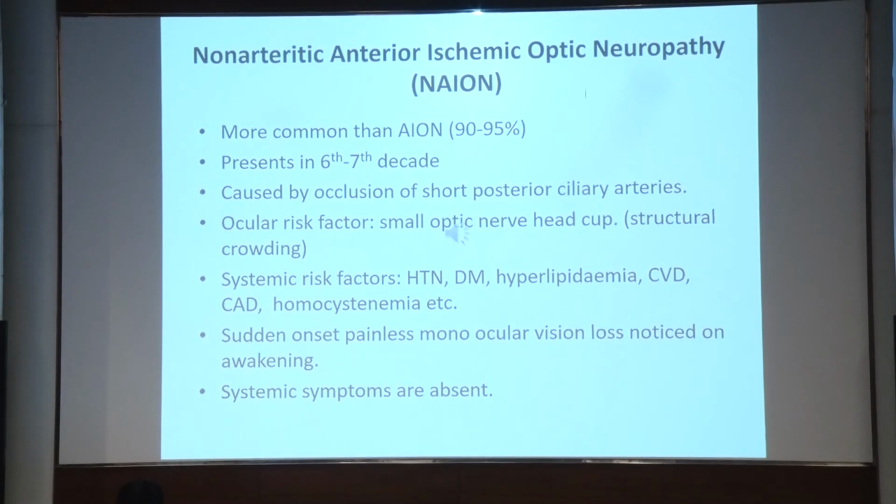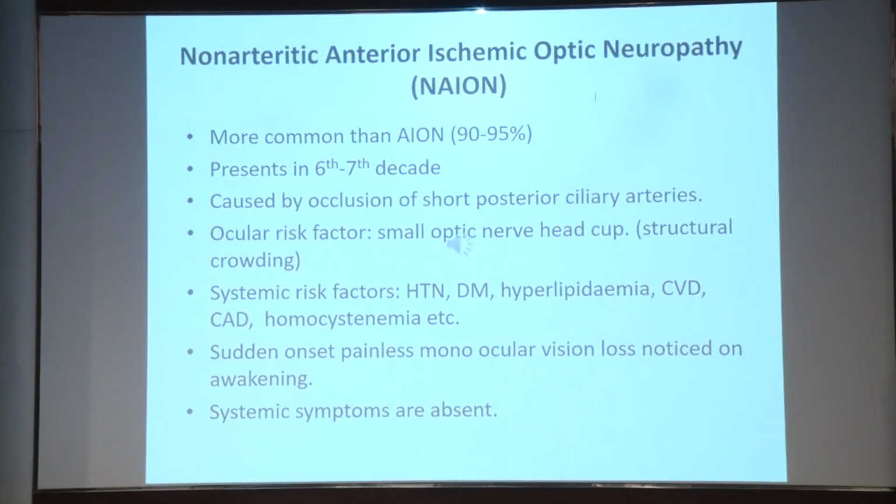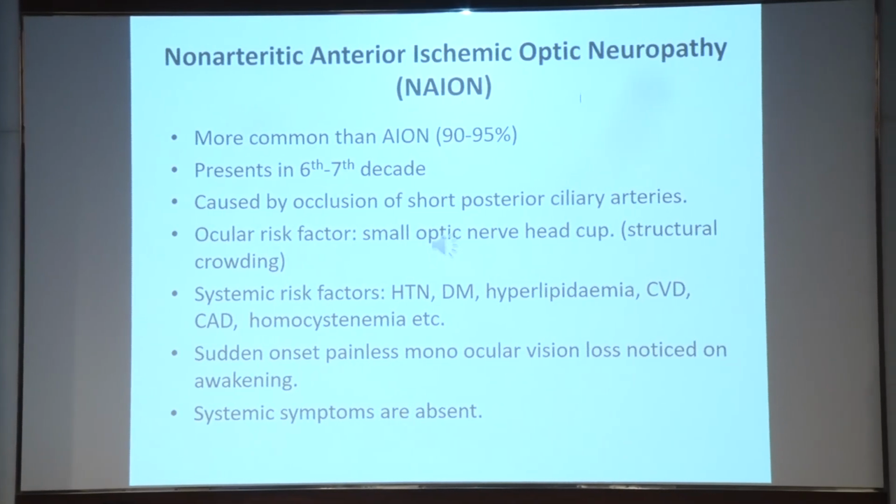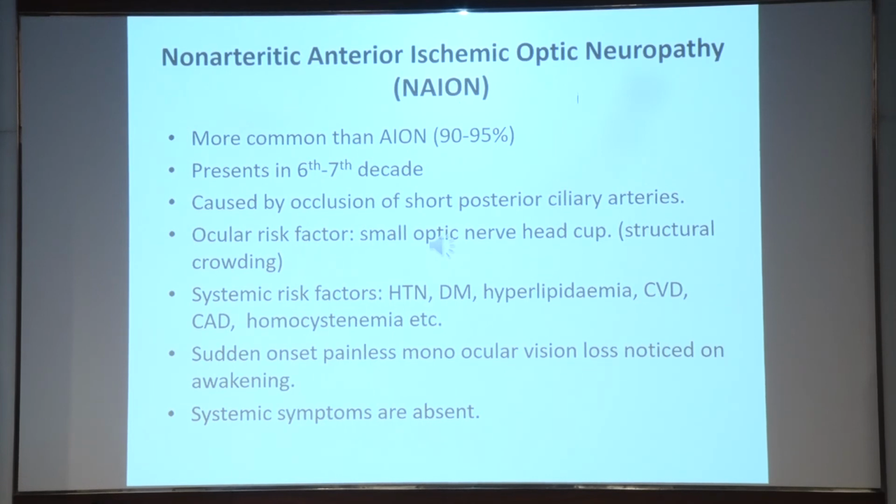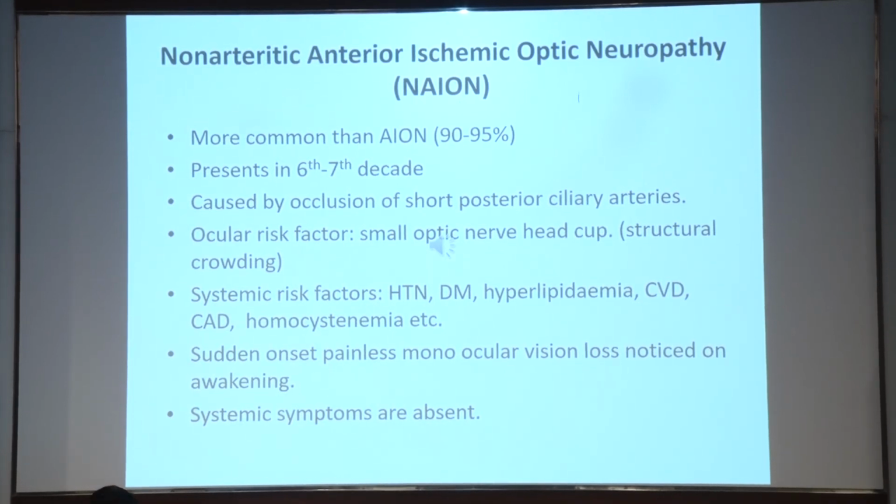elderly population, presenting generally in the 6th to 7th decade, and is caused by the occlusion of the short posterior ciliary arteries. There are certain ocular risk factors like optic nerve head drusen, a small optic nerve head along with a small cup causing a structural crowding there. Then there can be systemic associations like diabetes, hypertension, hyperlipidemia, cerebrovascular diseases, and hyperhomocysteinemia.